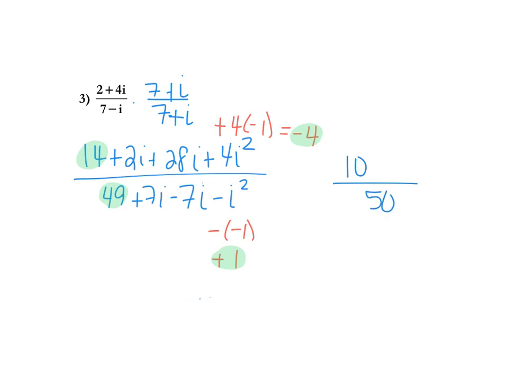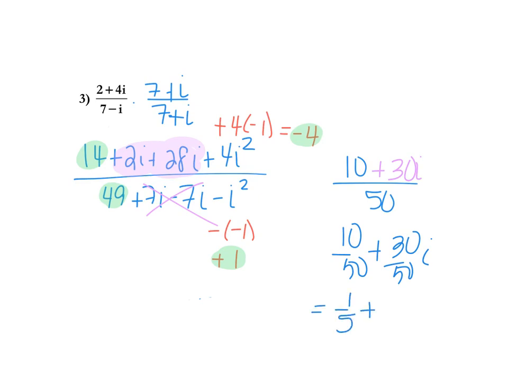Okay, these cancel out, and then I need to combine the imaginary parts in the numerator. So this is going to be plus 30i. Okay, and then either look at the heart or kind of do what we've been doing already, which was splitting this. So 10 over 50 plus 30 over 50 i. So that's 1/5 plus 3/5 i.